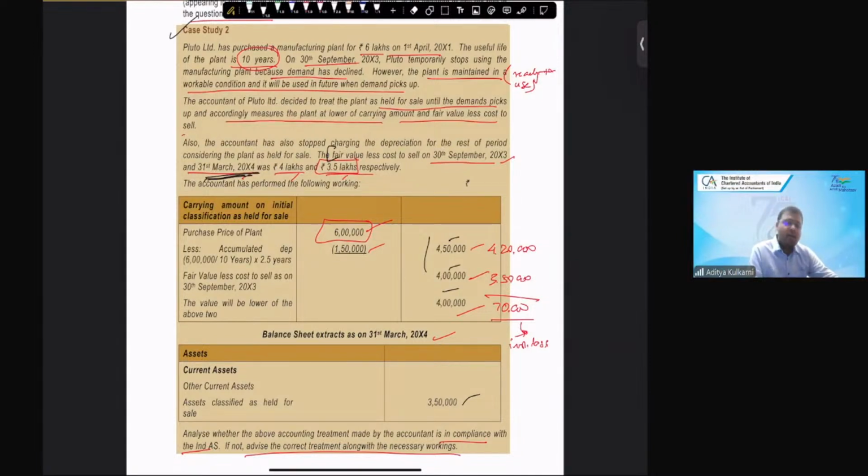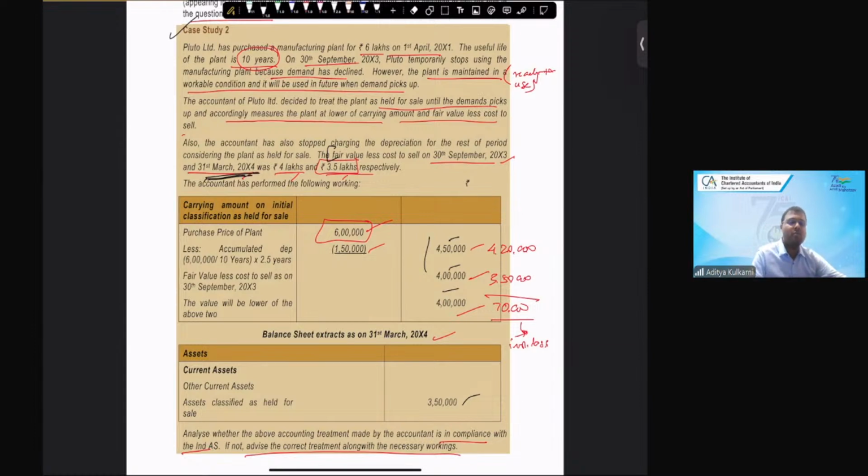Okay. So basically what is happening is you are given not only the data as at 30th September X3, you are also given the data on 31st March X4. See, you need to give a holistic answer. We cannot stop at saying that what the accountant has done is incorrect. That is the first reaction. That is correct, what you are telling. But you cannot stop at that point. You have to expand your solution.